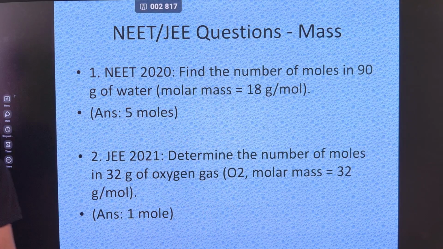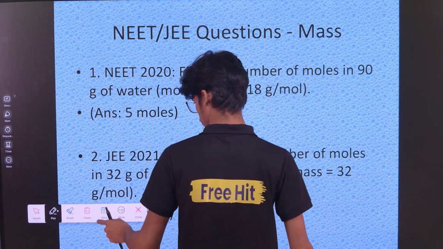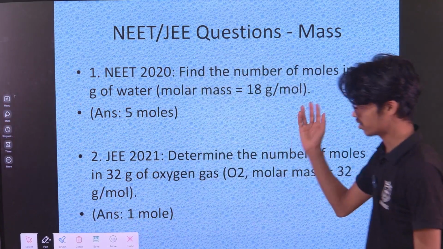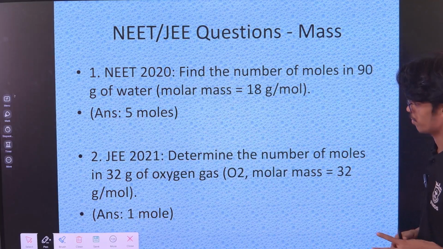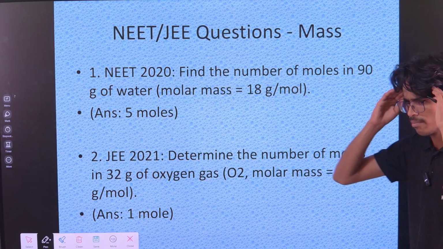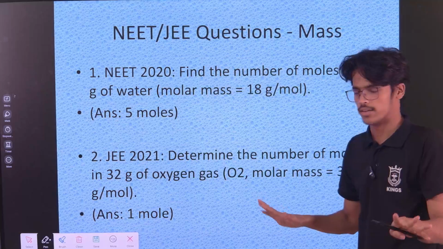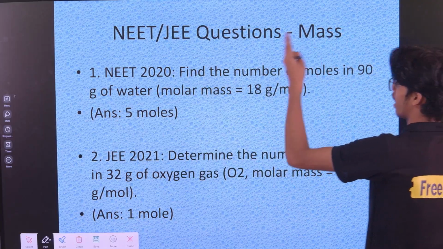Quickly do 2 questions. Okay. If you think you can do this question, just quickly do it and put the answers in your mind, like how you will be able to do it. Although answers are mentioned, just don't focus upon them. Okay. Given mass upon molar mass. That's it. Okay. So find the number of moles in 90 gram of water.